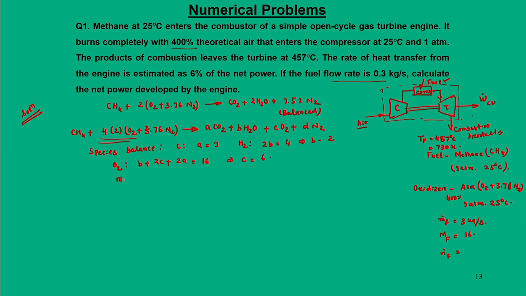Then for N2, we can write twice D is equal to 4 into 2 into 3.76 into 2. So, this will give you D as 30.08. So, we get this equation to be rewritten as CH4 plus 8 O2 plus 3.76 N2 will give you CO2 plus twice H2O plus 6 O2 plus 30.08 N2. Now, we are in a position to write the energy balance.